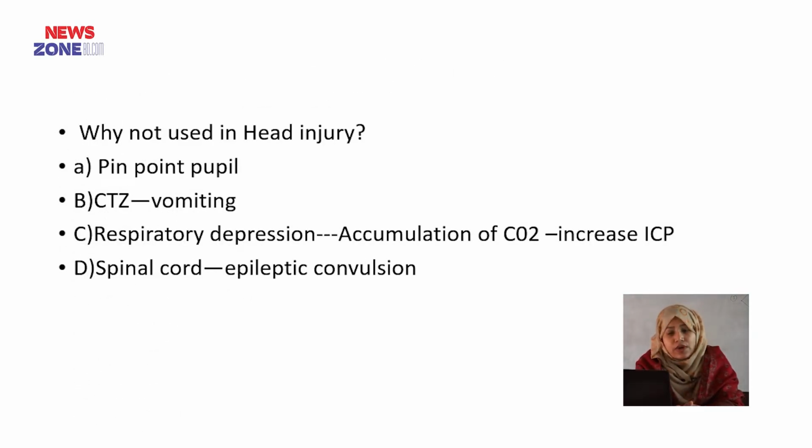Now, why will we not use morphine in case of head injury? Number 1, there will be pinpoint pupil. Number 2, there will be stimulation of the chemoreceptor trigger zone. As a result, there is vomiting. There is respiratory center depression. As a result, there will be accumulation of carbon dioxide and increased intracranial pressure. And in the spinal cord, there may be epileptic convulsion. So, we will not use morphine in case of head injury.